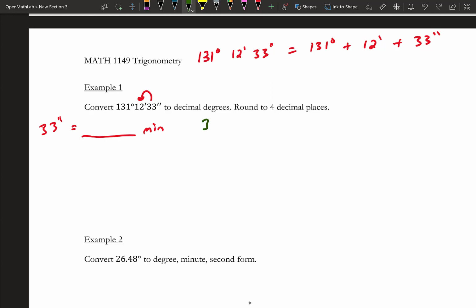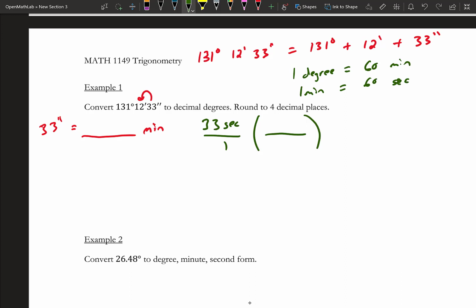We can make what are called unit fractions. So I can have 33 seconds, put that over 1 if you wish, and then we want to multiply by a unit fraction. A unit fraction is something that is equivalent to 1, and you just use a known statement. Like I know that 1 degree equals 60 minutes, and I know that 1 minute equals 60 seconds. So here, if I want to get rid of the seconds, this is the fact that I know.